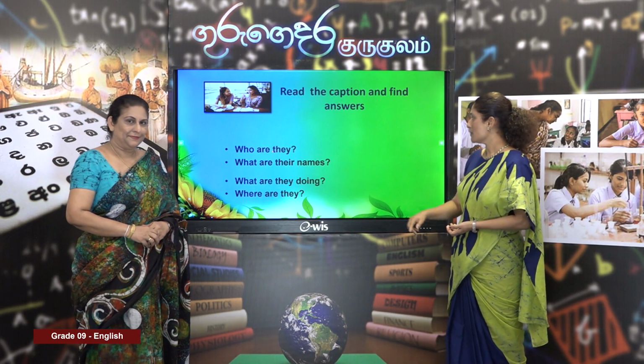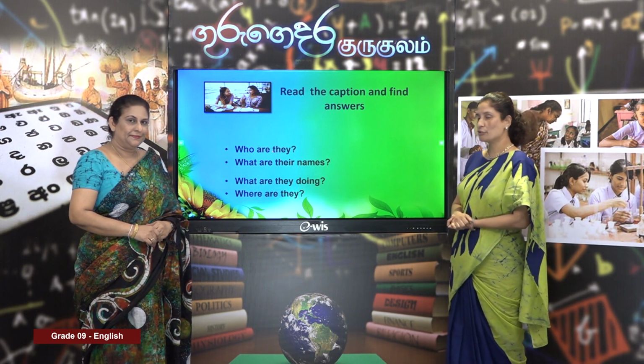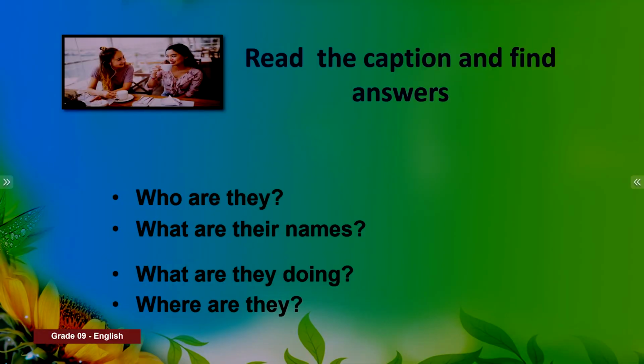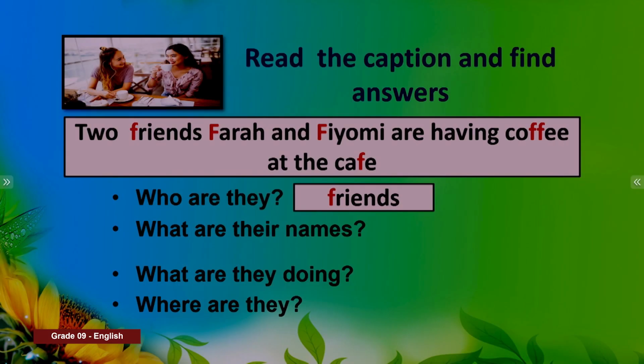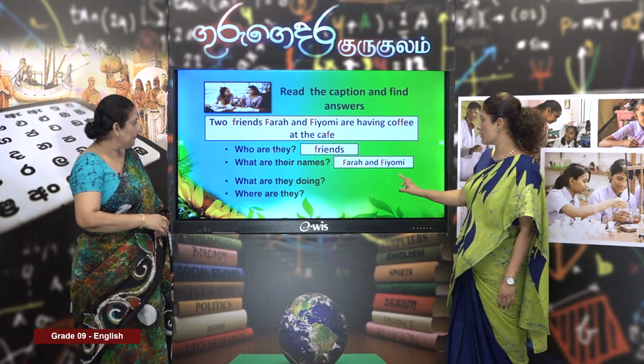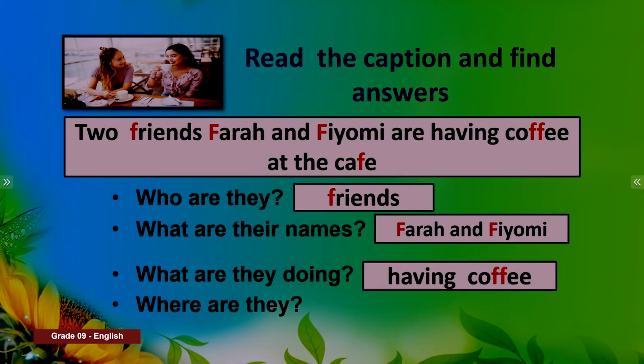Okay, children? So, I am going to ask few questions from Miss Nirmala. Now, she will answer my questions. The first question is, look at the picture. Who are they, Miss Nirmala? They are friends. What are their names? Farah and Fiomi. Can you see, dear children, names Farah and Fiomi begin with letter F. What are they doing? They are having coffee.